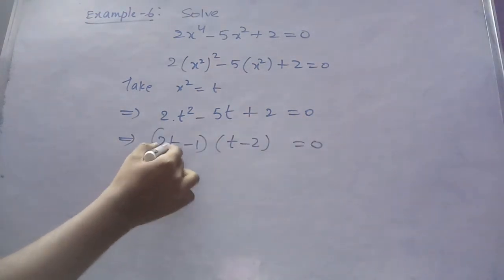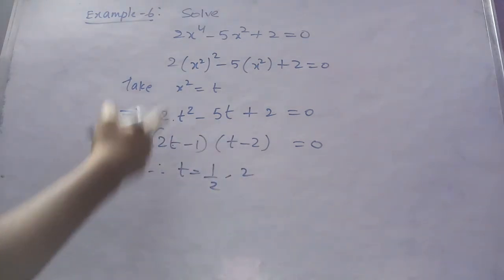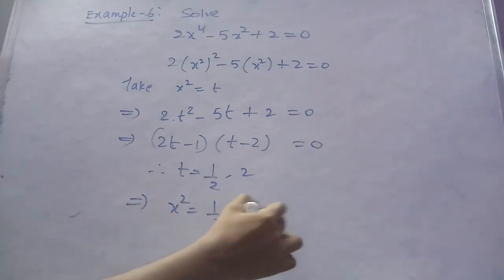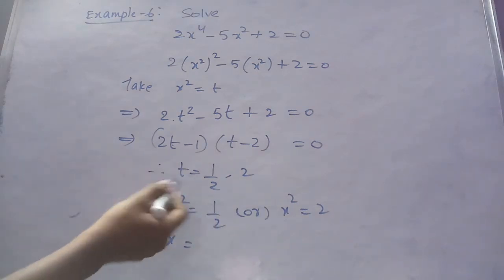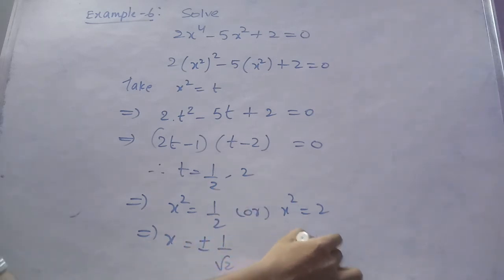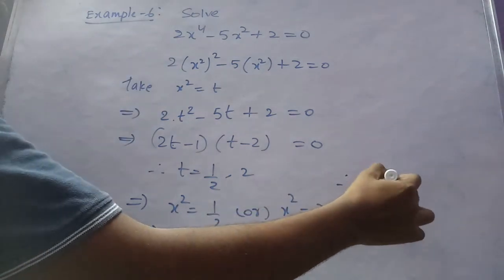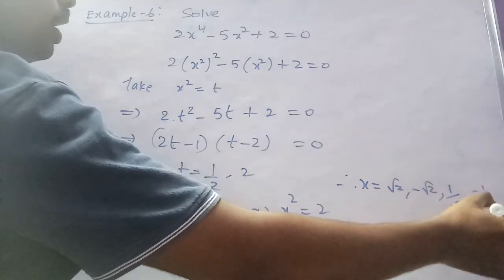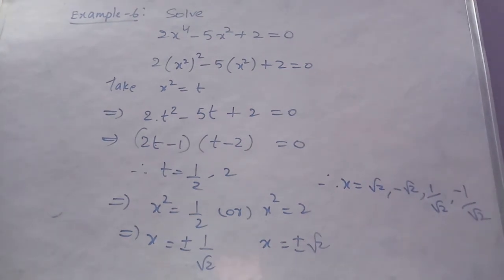So therefore from here t will be equal to 1 by 2 and from here t will be equal to 2. But actually t means x square. So x square is equal to 1 by 2 or x square is equal to 2. So from here x is equal to, if you take square right side it will become root, so plus or minus 1 by root 2, and from here x is equal to plus or minus root 2. Therefore the four different roots of this biquadratic equation, x is equal to root 2 comma minus root 2 comma 1 by root 2 comma minus 1 by root 2. So these are the four different solutions of this given biquadratic equation.